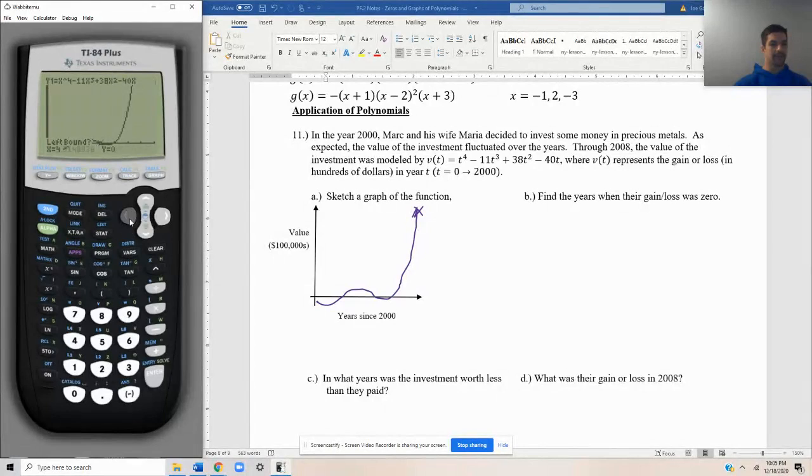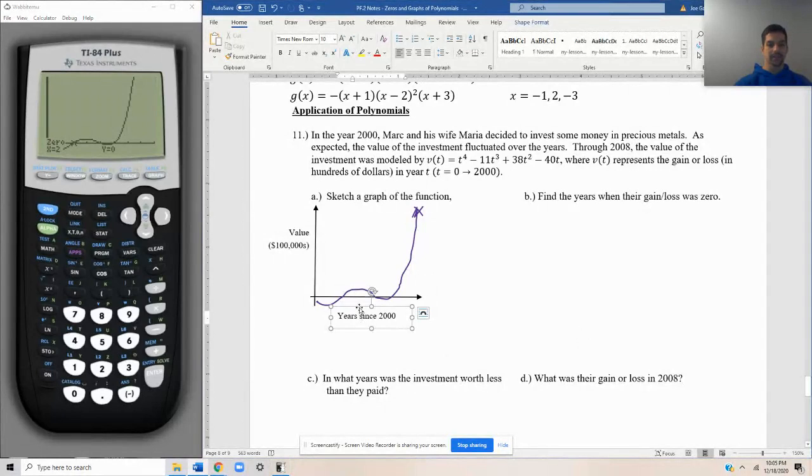First it's going to ask me left bound. So I want to move the cursor over to the left of my first intersection. It's hard to see here, but I've got the cursor down somewhere in this area on the graph. I'm going to hit enter. It's going to say right bound. So I want to move my cursor over to the right. Again, it's a little tough to see, but I have my cursor somewhere around here on the graph. So it's to the left of the 0, to the right of the 0. And then it's going to say guess. I'm not going to guess. I'm just going to hit enter. And so this gives me the first 0 here.